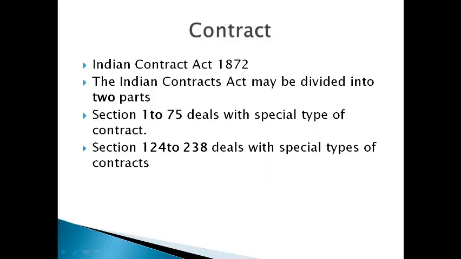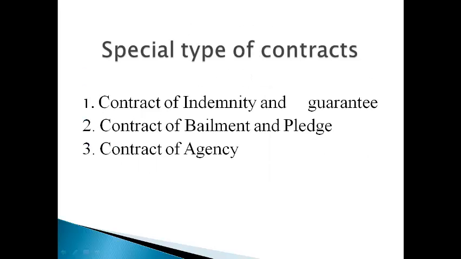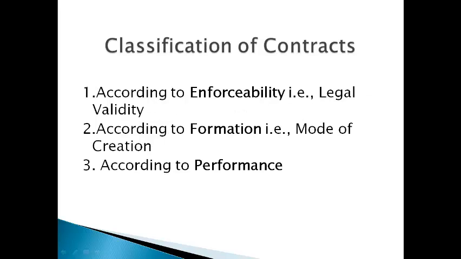Sections 1 to 75 deal with the general principles of contract. Sections 124 to 238 deal with the special types of contract, such as contract of indemnity and guarantee, contract of bailment and pledge, and contract of agency. Next one, classification of contract. Contracts may be classified into the following three main categories: according to enforceability, that is legal validity; according to formation, that is mode of creation; and the last one, according to performance.